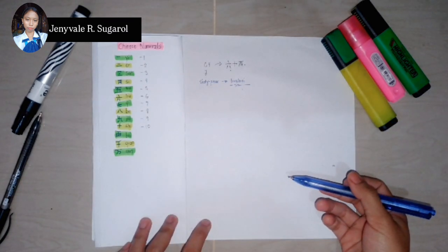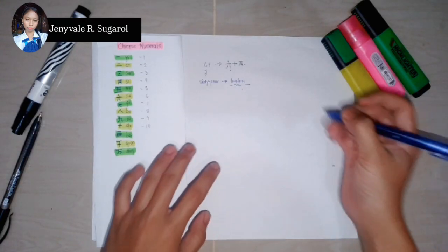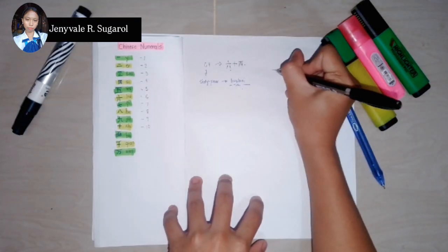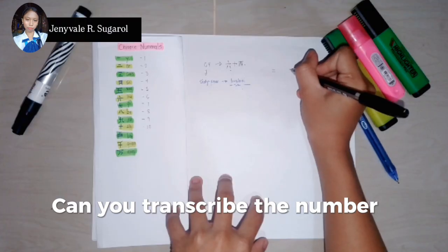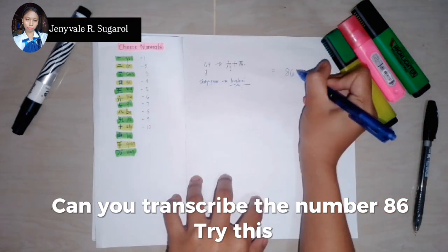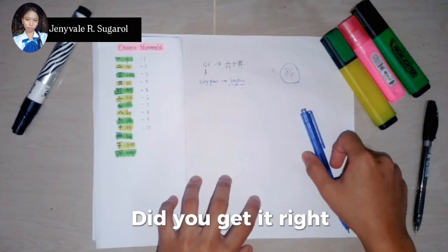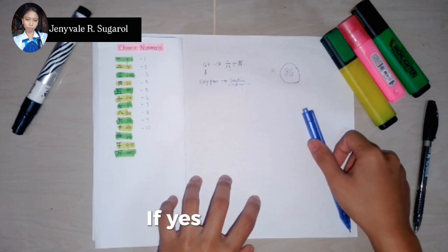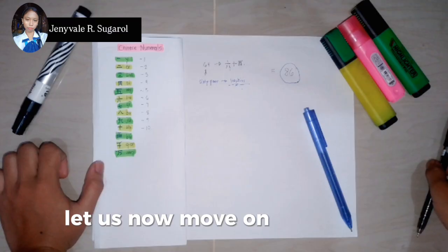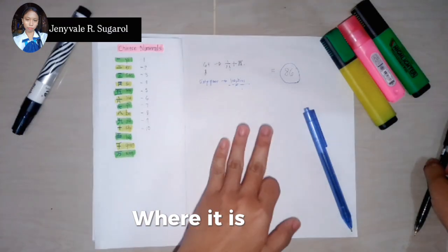Now, I will give you a number and please do it on your paper. Can you transcribe the number 86? Try this. Did you get it right? If yes, then good. Okay, let us now move on to numbers with 3 digits.